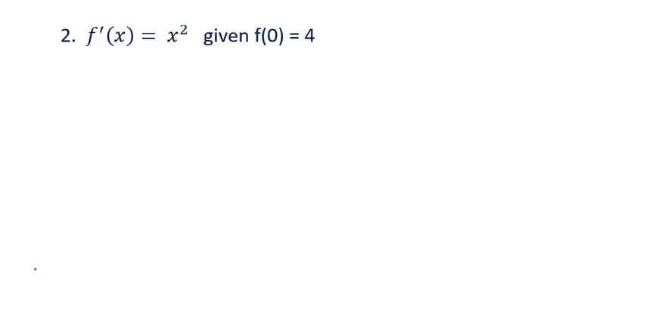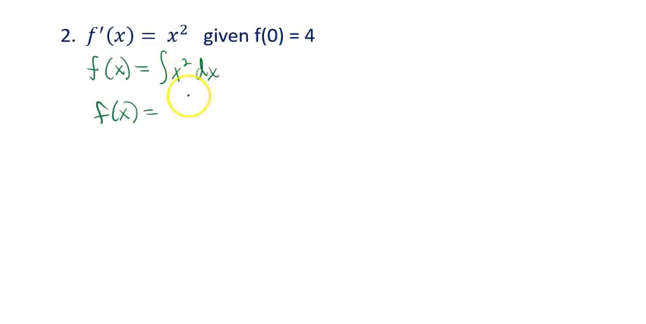Okay, in example 2, we're given a basic derivative equation, and they're telling us that f of 0 is 4. So again, 0 is our x, 4 is our y. This is a point on the original function. They've given us the derivative function. So if I take the antiderivative, my original function is the antiderivative of x squared dx, and then we'll find what c is.